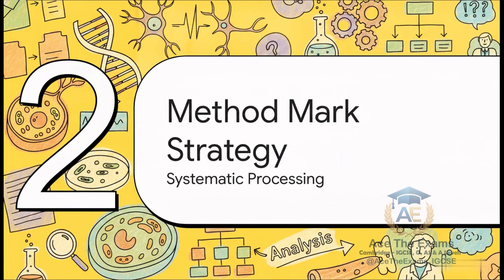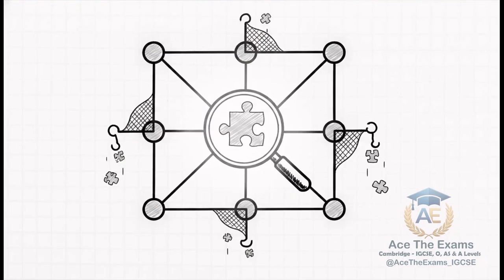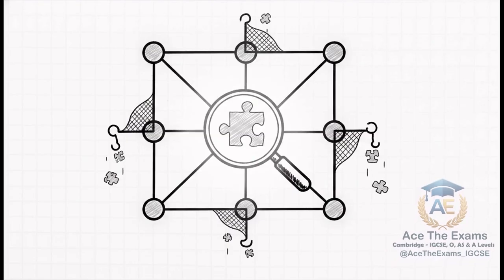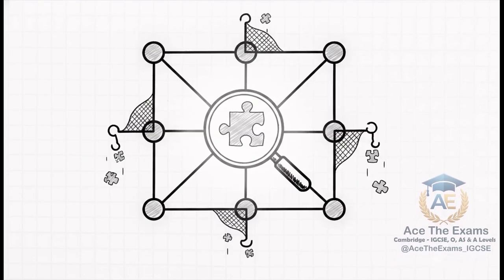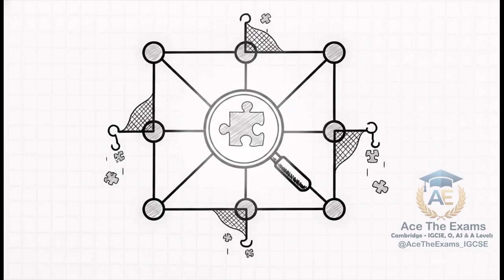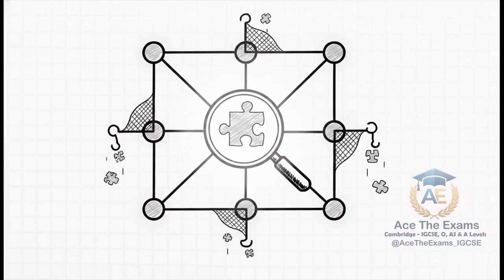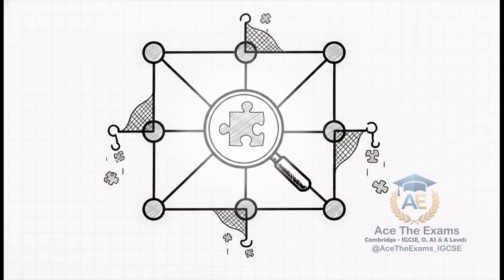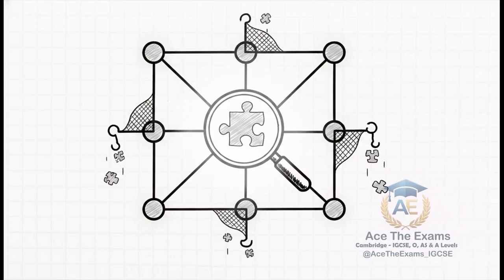Let's shift gears to section 2, unlocking the method mark strategy. So, the crucial takeaway here is that examiners don't just want a list of facts. They actually award marks for your analytical process. You aren't just some biological encyclopedia spitting out data. You need a framework. In just a second, I'm going to show you the ultimate examiner clue that will literally change how you structure your answers.